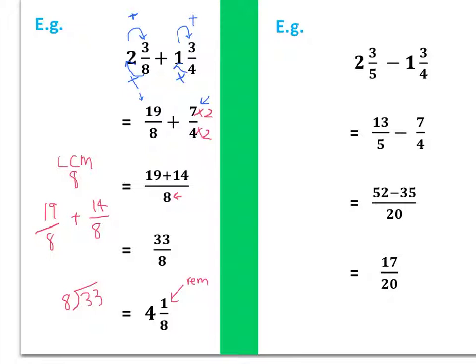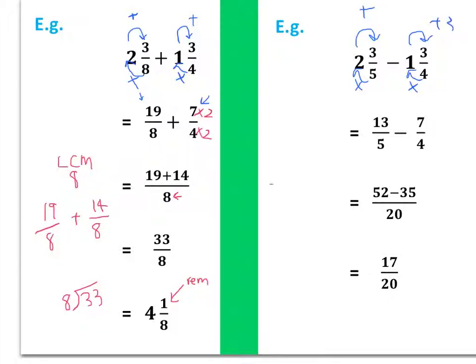Our second example over here is a takeaway. So we do the same first step, changing it into an improper fraction. 5 times 2 is 10, plus 3 is 15. Takeaway, 4 times 1 is 4, plus 3 is 7.